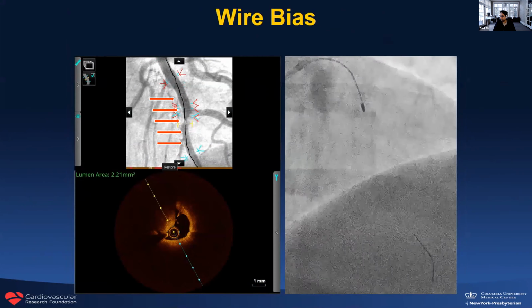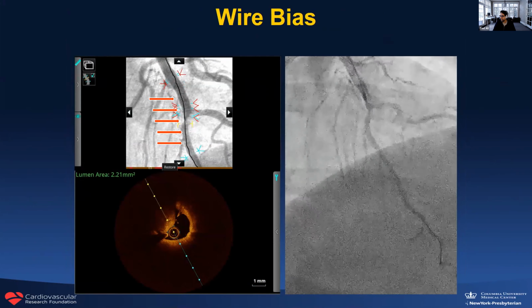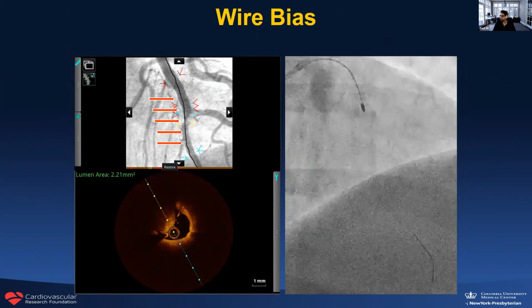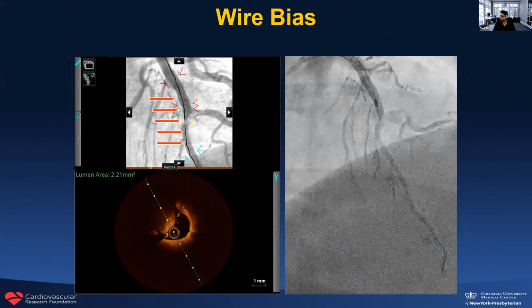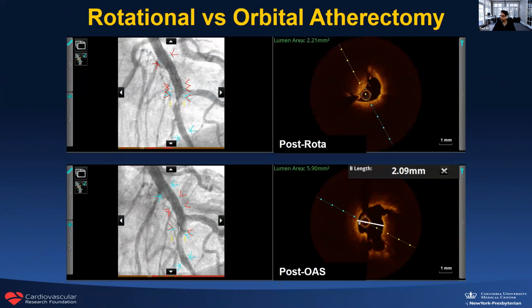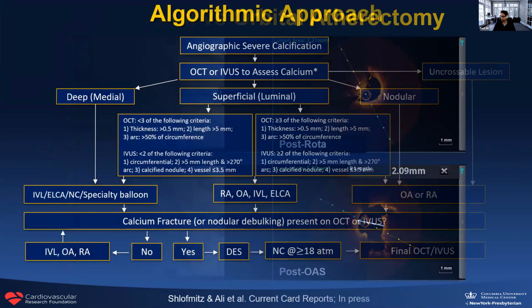Because the calcium nodule is on the outside of the artery, but the rotablation burr is on the inside of the artery. And as a result, we do not get any debulking. Here in this example, when we then perform orbital atherectomy, you see that by placing the orbital atherectomy, we eliminate this wire bias and allow cutting into this nodule, thinning it down to the point at which we're actually able to impact it. So this imaging completely guided the lesion preparation.